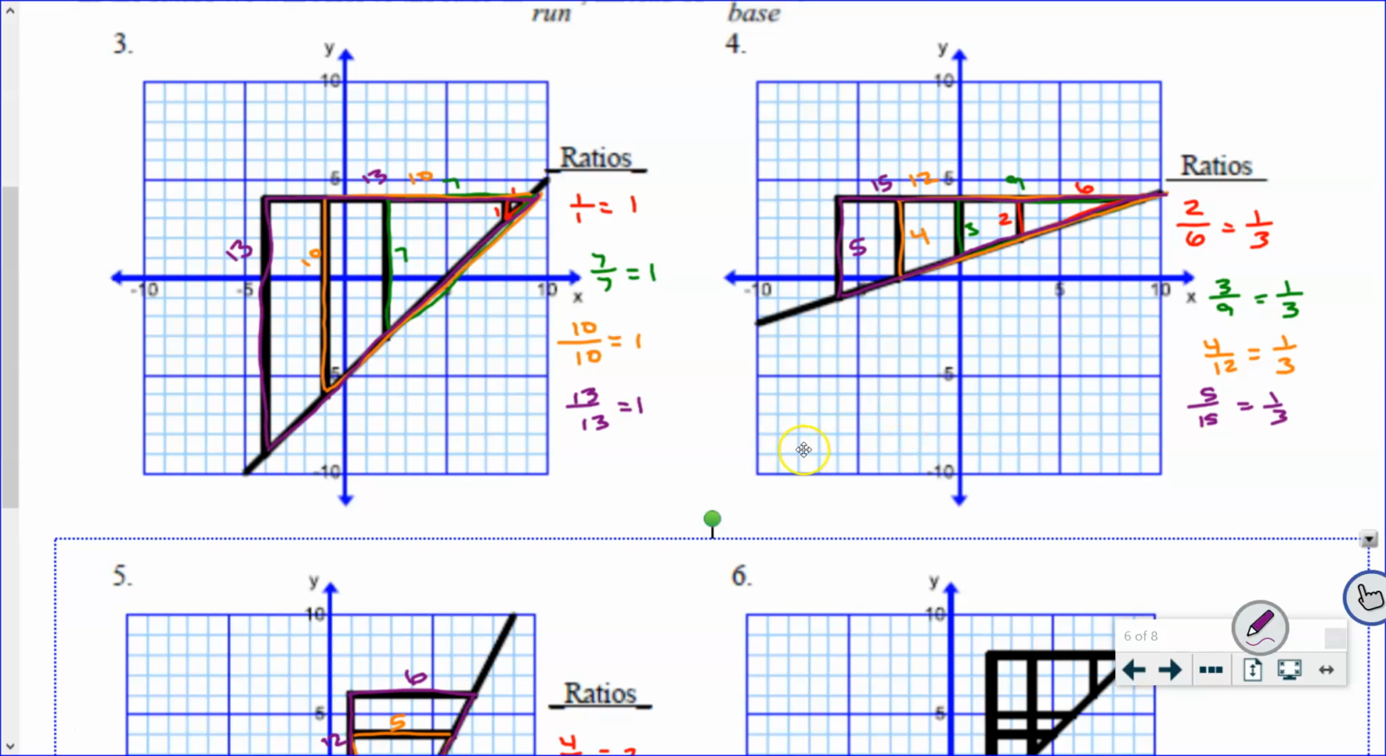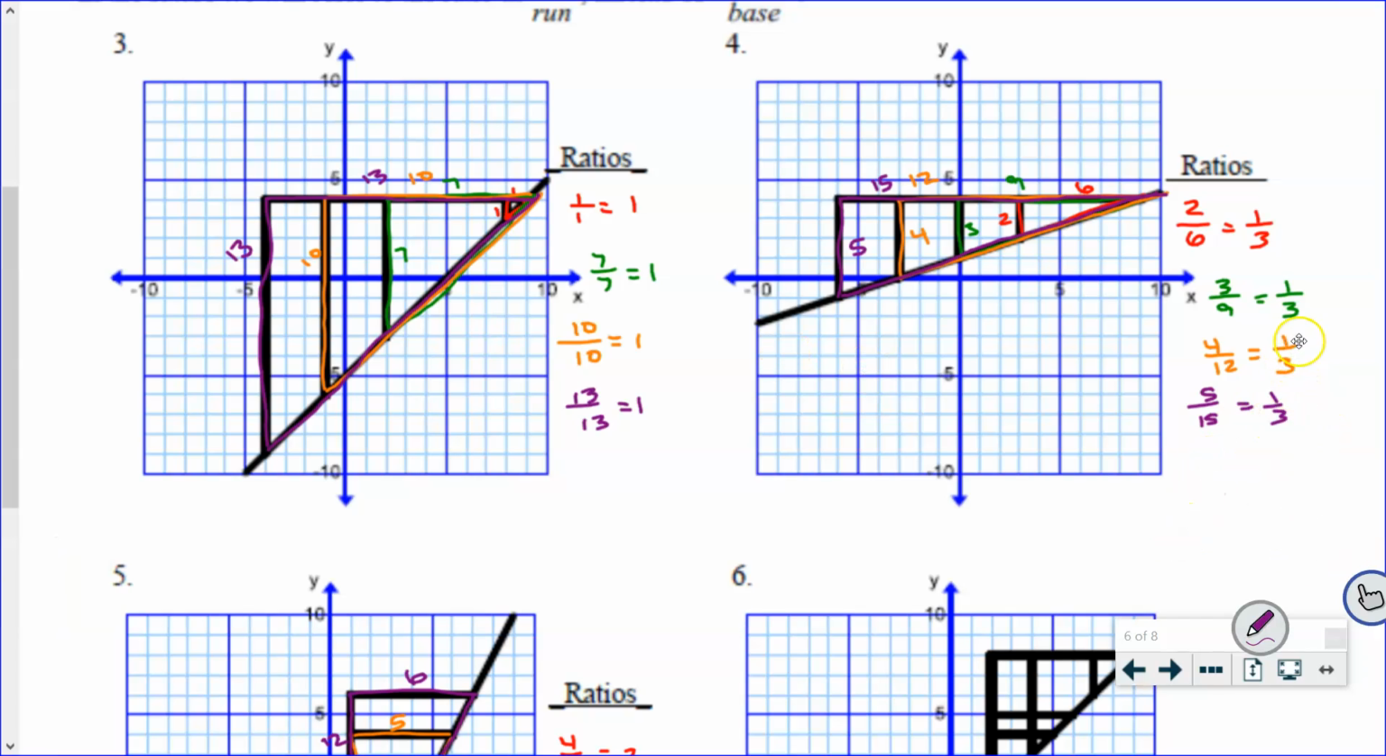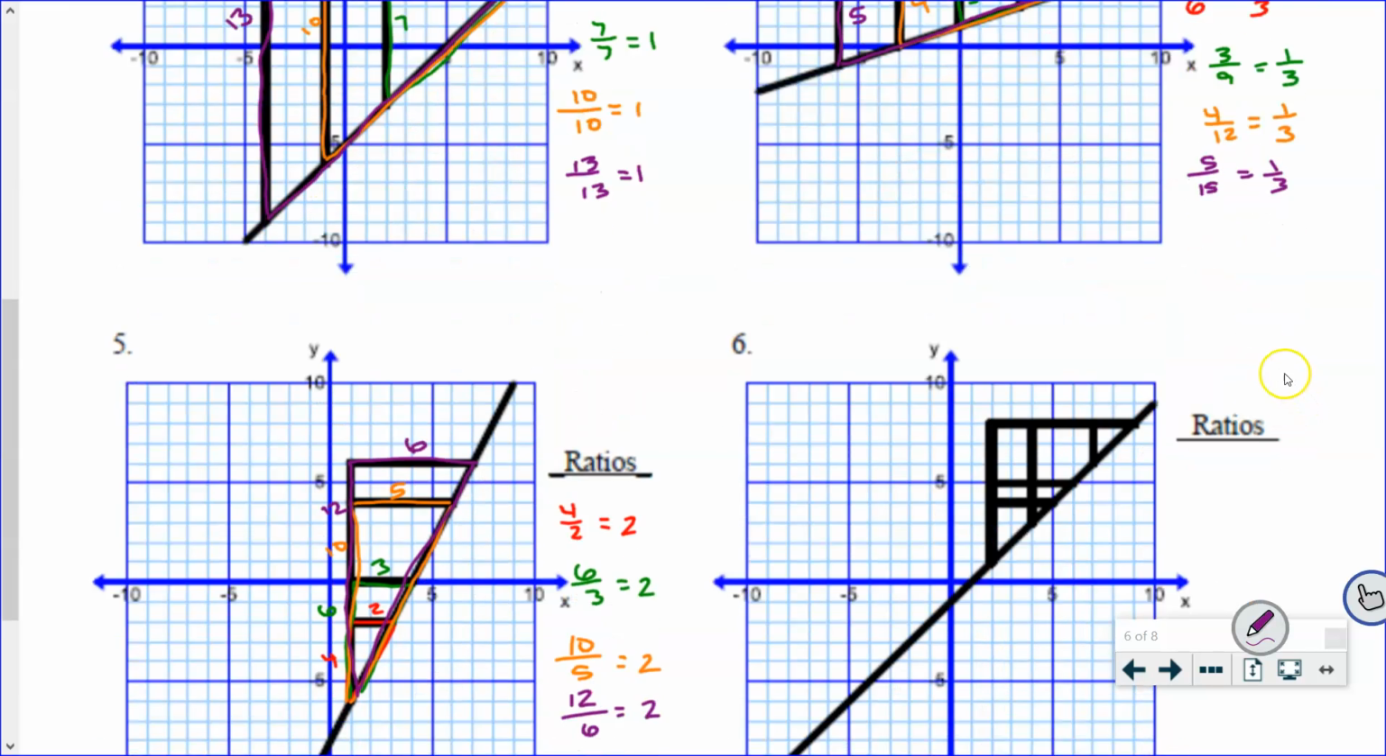Take a look at the answers for number 4. I can see my rise and my run for each of these triangles. I have color coded them. So I've got my smallest red triangle, the rise was 2 and the run was 6. So 2 over 6 is 1/3. And the next biggest triangle simplifies to 1/3. And the next biggest triangle simplifies to 1/3. And the biggest triangle still simplifies to 1/3.